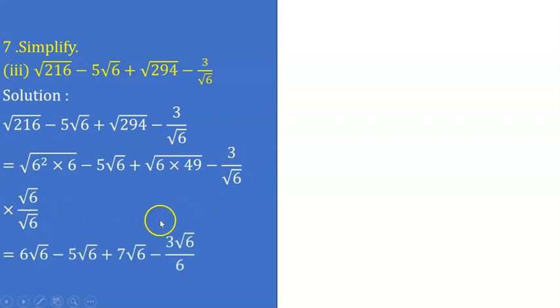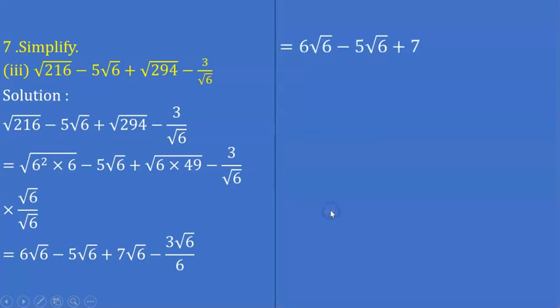And next, after simplification, what is the root of 6 square? It is 6, and hence you will get here 6 root 6 minus 5 root 6. Root of 6 into 49, what is the root of 49? It is 7, so 7 root 6. Next, 3 into root 6 upon this root 6 into root 6 in the denominator, you will get here 6. Now the next, here 6 root 6 minus 5 root 6 plus 7 root 6. 3 root 6 upon 6 means what? Root 6 upon 2, and hence here root 6 upon 2.